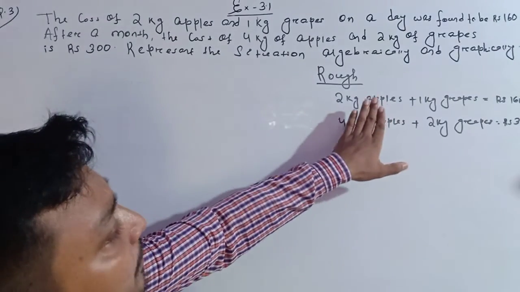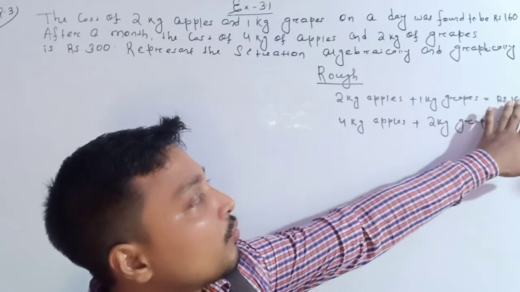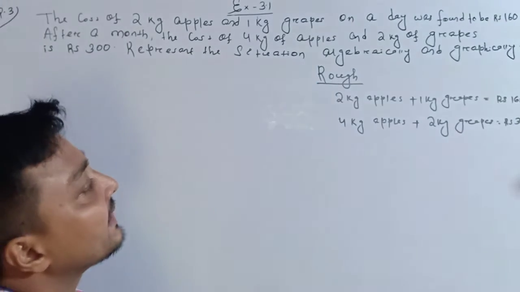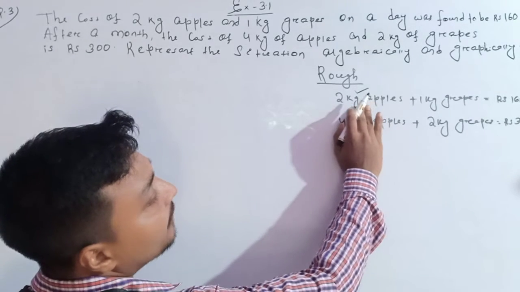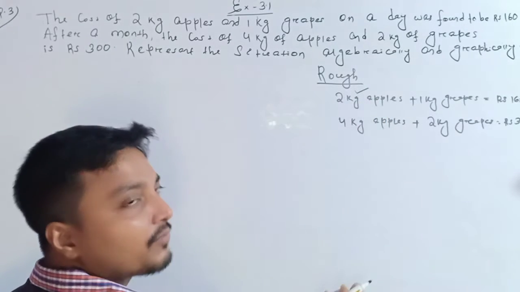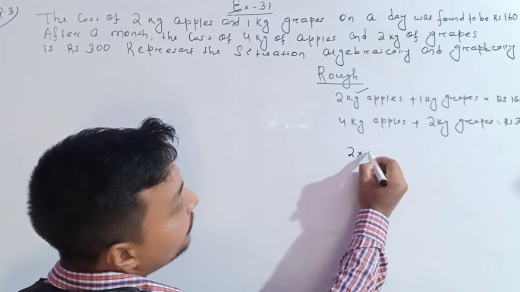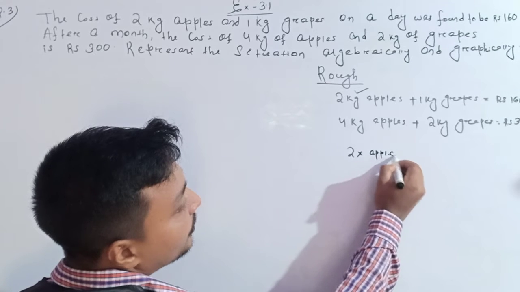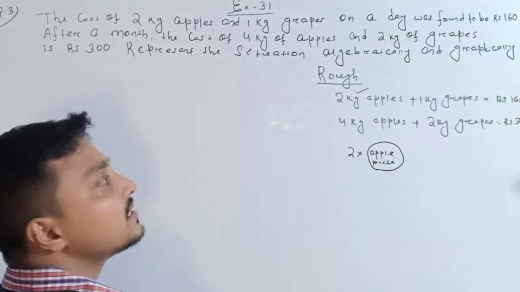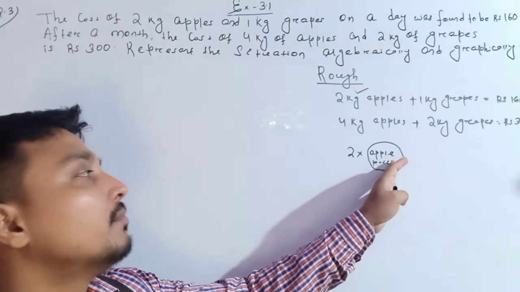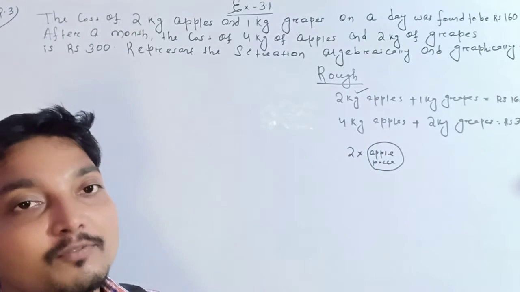See, the price of 2 kg of apples plus the price of 1 kg of grapes is rupees 160. Remember one thing: we cannot find the 2 kg apple price without getting the price of 1 kg of apple. So the 2 kg apple price will be 2 into the 1 kg apple price. Whenever the price of 1 kg of apple is multiplied by 2, it becomes the cost of 2 kg of apples.